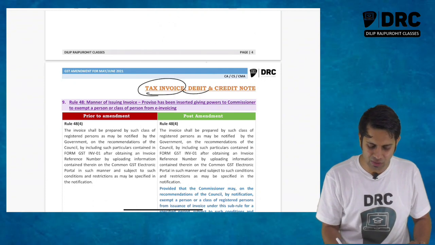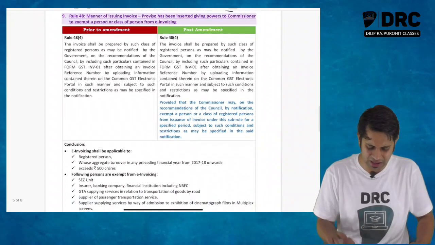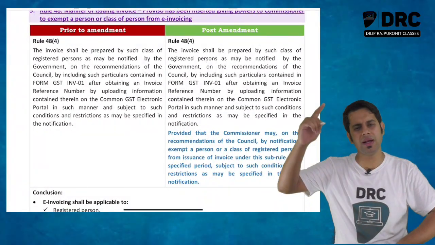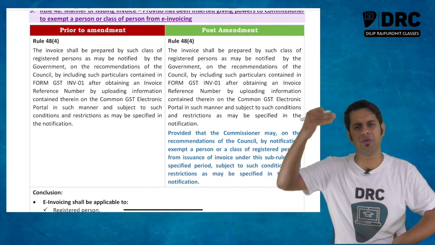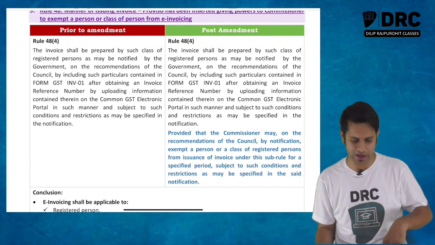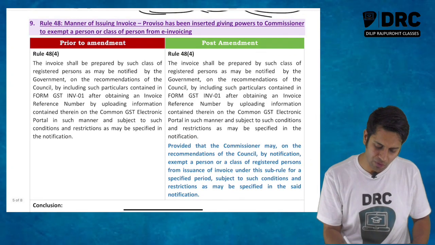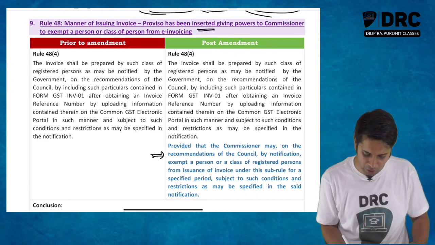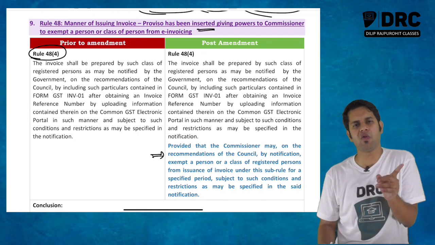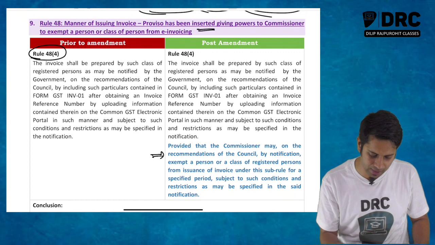Next, tax invoice, debit note and credit note. There are some minor changes only, not major. Major changes were one with regard to Aadhaar authentication, second with regard to director, very important, and one more is payment of taxes. These are the major changes. Now, manner of issuing invoice, a proviso has been inserted. There was rule number 48 sub rule 4. To this rule number 48 sub rule 4, one more proviso has been added, as simple as that.